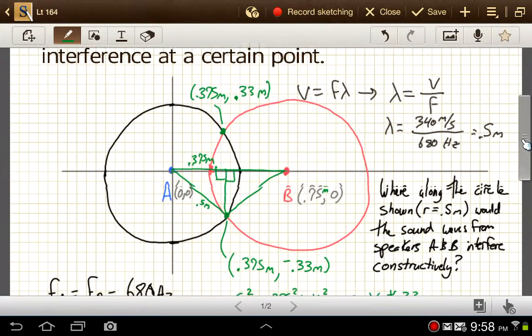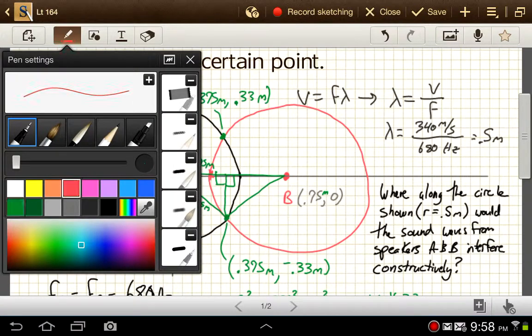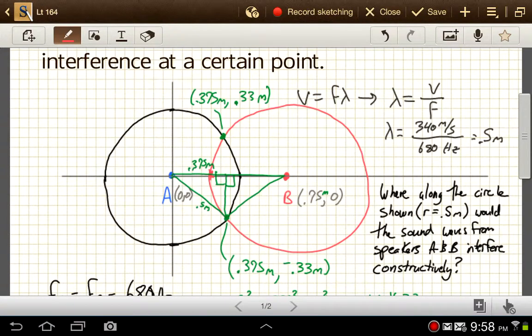So let's do the next one here. We'll look at a circle that's 1 meter in diameter now. So this is at 0.75, so this circle is going to look something like this.